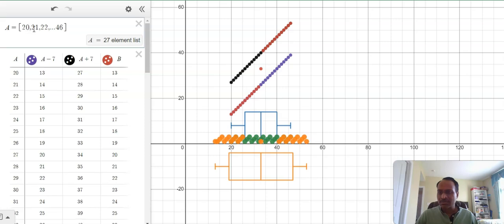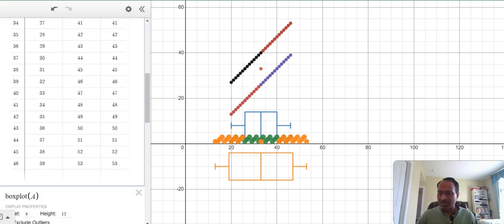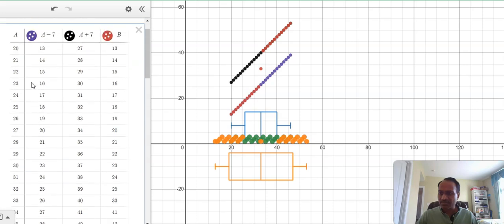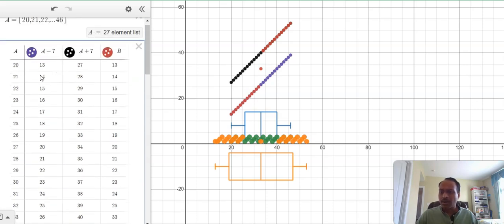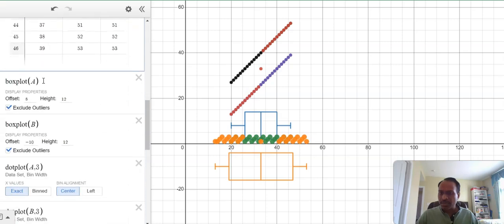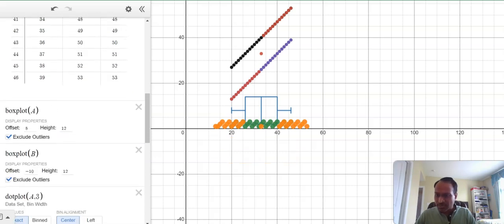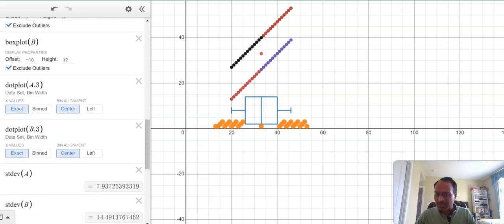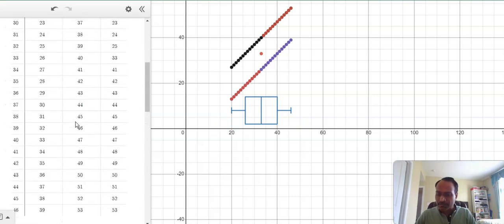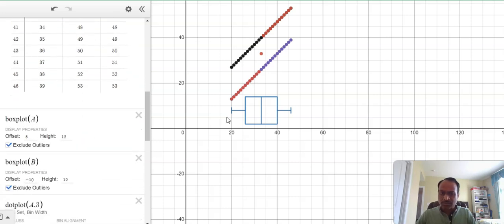Here I selected numbers from 20, 21 all the way to 46. It shows clearly there are 27 numbers in the list. You see that the A values 20, 21, 22 are listed all the way to 46. Just observe A, only A, for now. For A, I did the same thing in the box plot. When I did the box plot for A, I will deselect the other numbers so that we focus on only A.